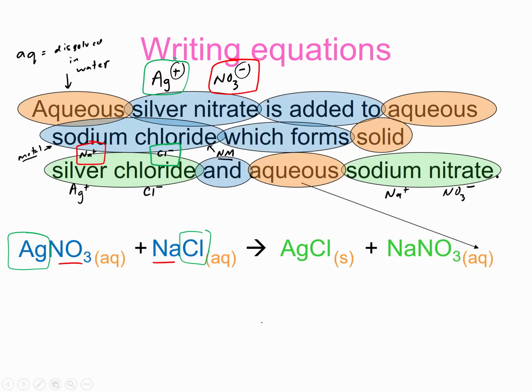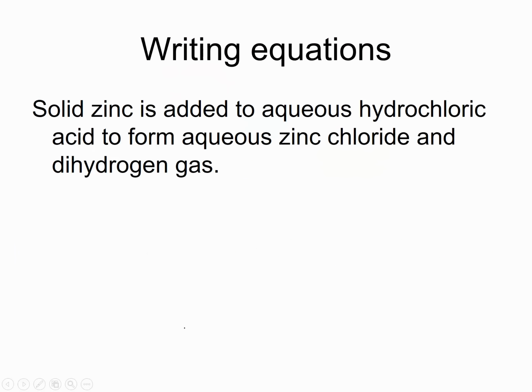I'm going to cover balancing on a separate day, but you would check to see if the number of atoms on this side equals the number of atoms on this side, and you'll see that they do. There's one silver on this side and one silver on this side. One nitrate here, one nitrate here. Everything's 1 to 1, and you'll notice it's because all the charges were 1 to 1. That's something to remember when we start balancing. So that's our chemical reaction.